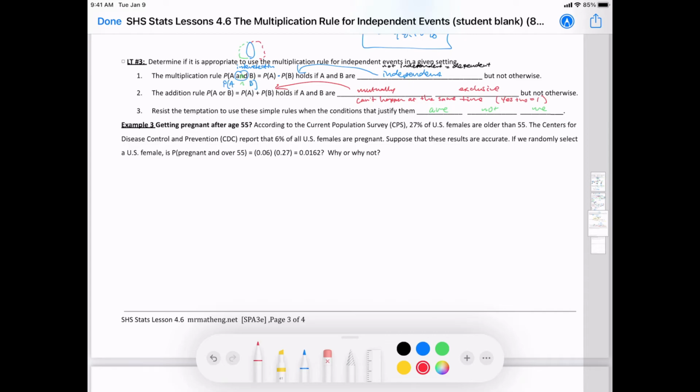Getting pregnant after age 55? According to the Current Population Survey, CPS, 20% of U.S. females are older than 55. The Centers for Disease Control and Prevention, CDC, reports that 6% of all U.S. females are pregnant. Suppose that these results are accurate. If we randomly select a U.S. female, the probability she is pregnant and over 55, you get 0.06 times 0.27 equals 0.0162. Why or why not?